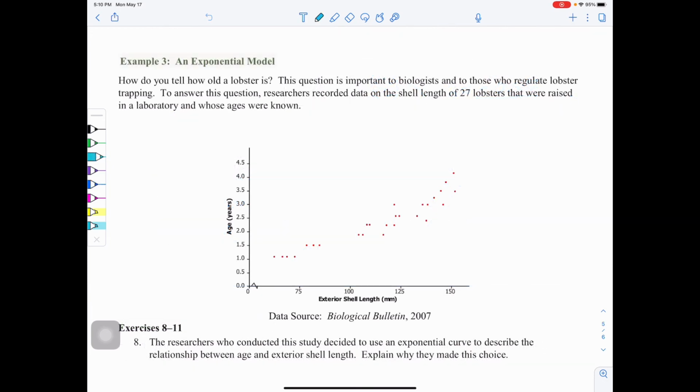Lastly, let's look at example 3, which is an exponential model. It says, how do you tell how old a lobster is? This question is important to biologists and to those who regulate lobster trapping. To answer this question, researchers recorded data on the shell length of 27 lobsters that were raised in a laboratory and whose ages were known. So as you can see, before we even start answering questions, you can see an increasing pattern in a ramp type shape, which is why it's an example of an exponential model.